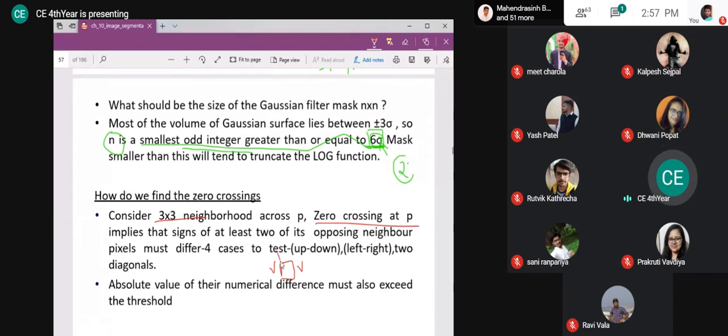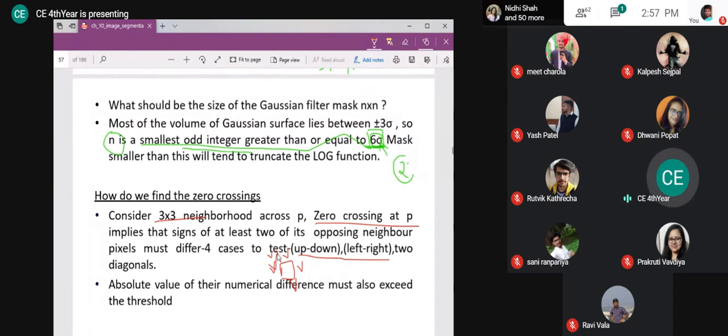Then I will check the top. What is the sign of the top pixel? What is the sign of the bottom pixel? The same way you can go for the diagonal as well, but they have not suggested that. They are taking just four, up and down, left and right, right? But if you want to take the diagonal, that will be your proposal.